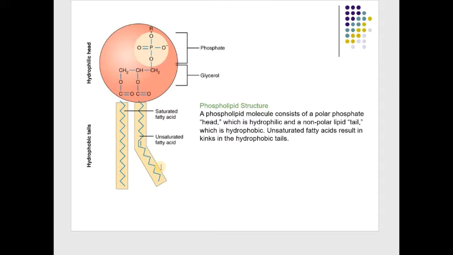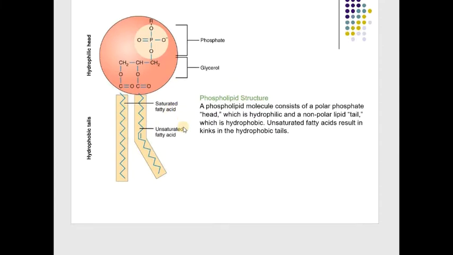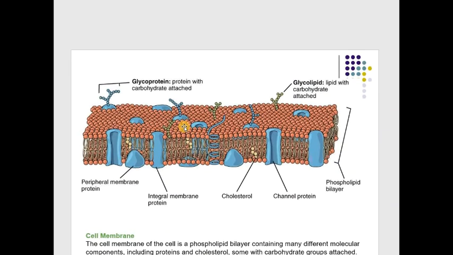Okay? It has a polar phosphate head and a nonpolar lipid tail. That head area is a hydrophilic head comprised of the phosphate and a glycerol, just like our saturated and unsaturated fats. And the hydrophobic water-hating tail is comprised of both a saturated and unsaturated fatty acid tail. Okay, so these phospholipids, sorry, I lost track here.